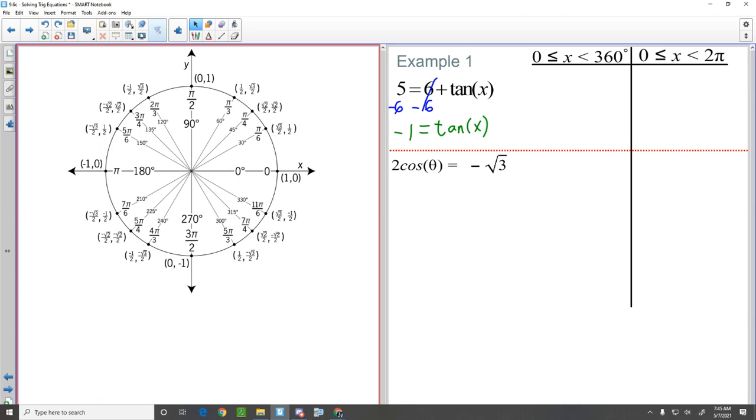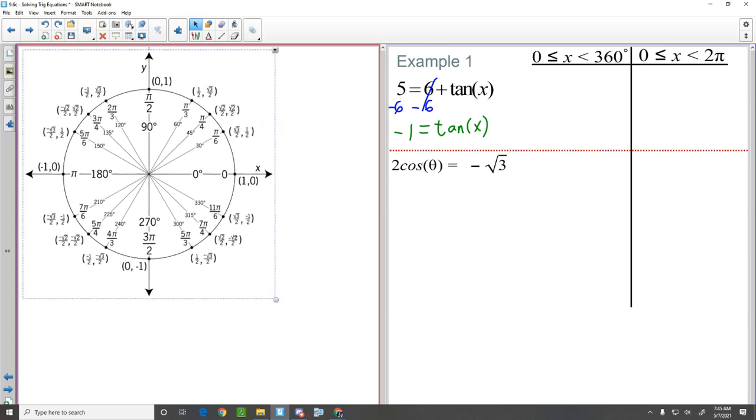All right, so I'm going to look at my unit circle here. I'll make this a little bigger for everybody.